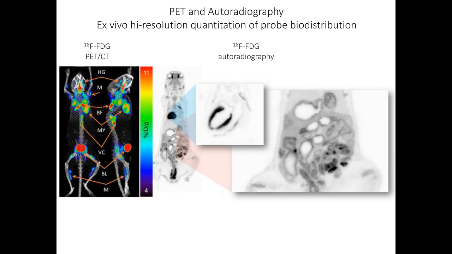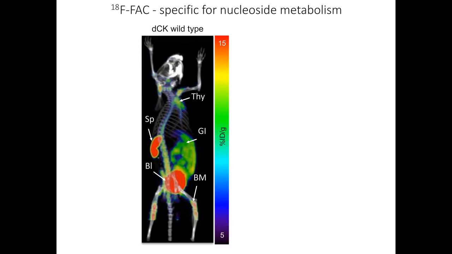There are plenty of other tracers that have been developed. At UCLA, one of the investigators developed a probe called FAC, which is an analog of a nucleoside compound, deoxycytidine. And because it's a substrate for the kinase in the nucleoside metabolism pathway, its PET image suggests that it's actually measuring in real time the function of that pathway.